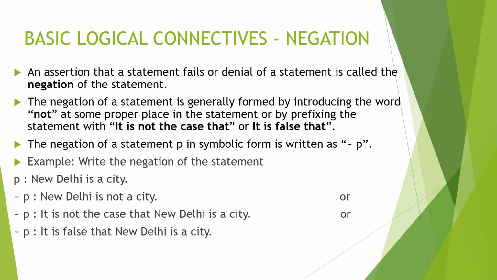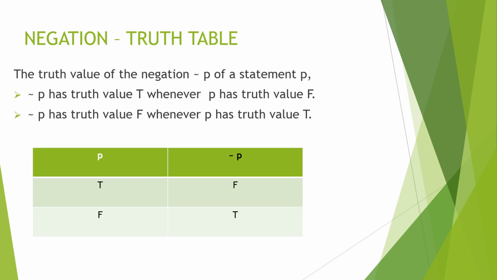Now, for example, if I want to write the negation of the statement P, which is New Delhi is a city, it can be written in the following ways. Negation of P can be written as: New Delhi is not a city. It is not the case that New Delhi is a city. It is false that New Delhi is a city. All these three are the negation of the given statement. The truth table for negation is very simple. When P is true, negation of P is false. When P is false, negation of P is true.